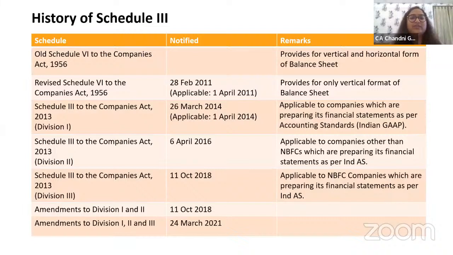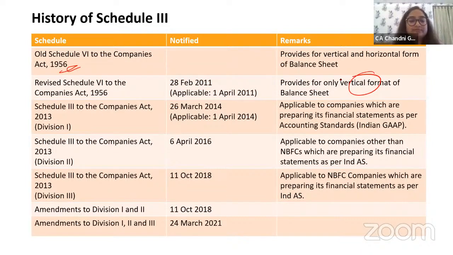Now, how Schedule 3 changed from the very beginning. This is just a timeline, the history of Schedule 3. Earlier, when there was the Companies Act 1956, there was the old Schedule 6, which allowed both vertical and horizontal forms of balance sheet. You remember there was the T-format balance sheet, assets and liabilities. That was also allowed. But then from 1st April 2011, they revised Schedule 6 and allowed only the vertical format.